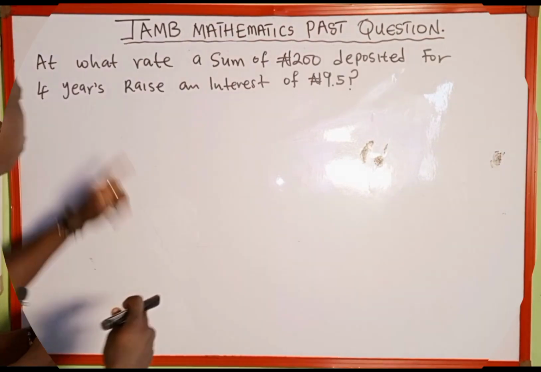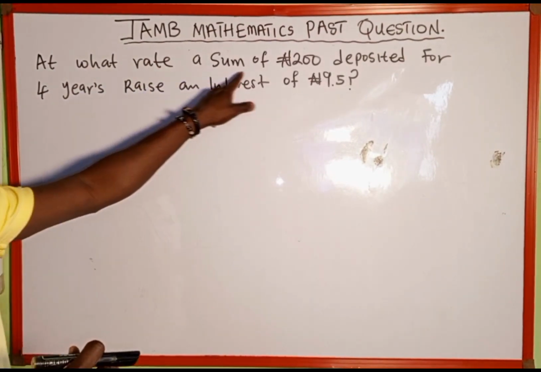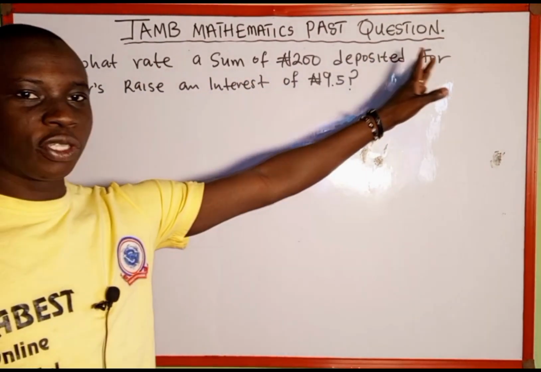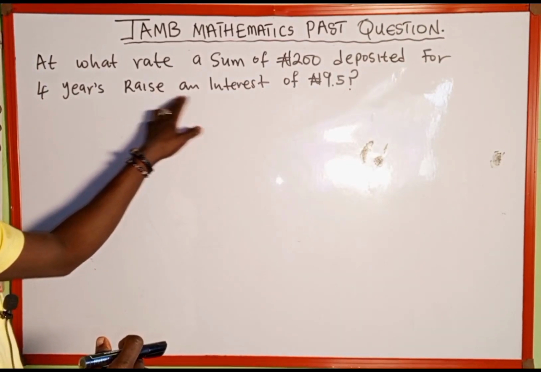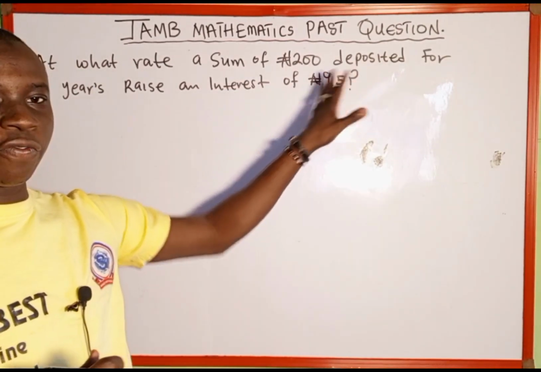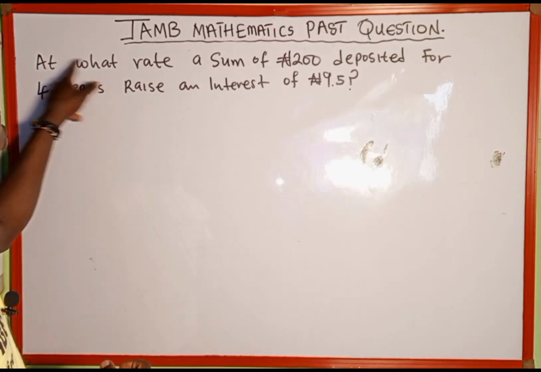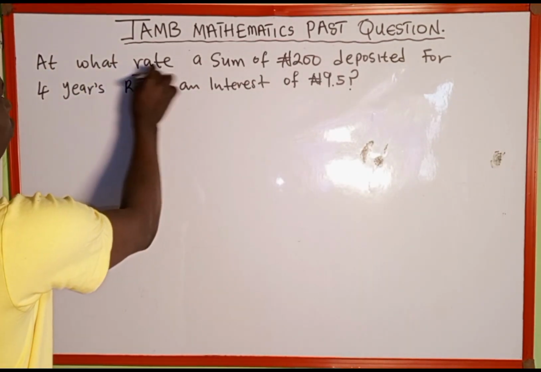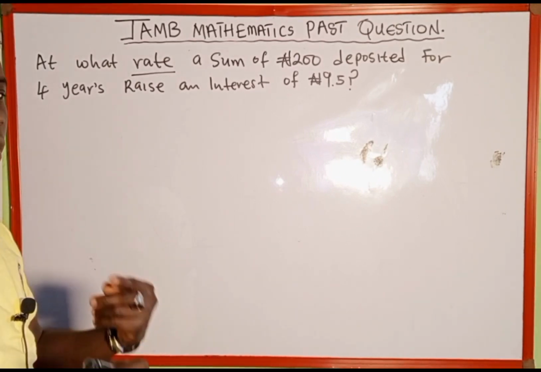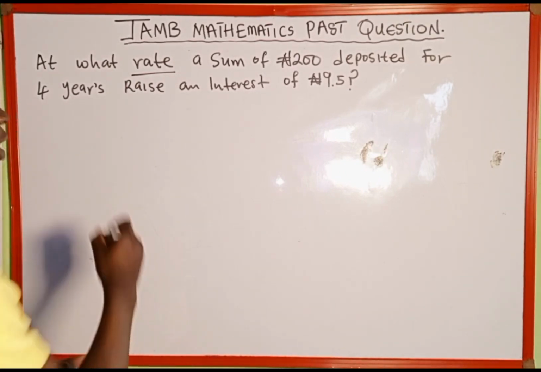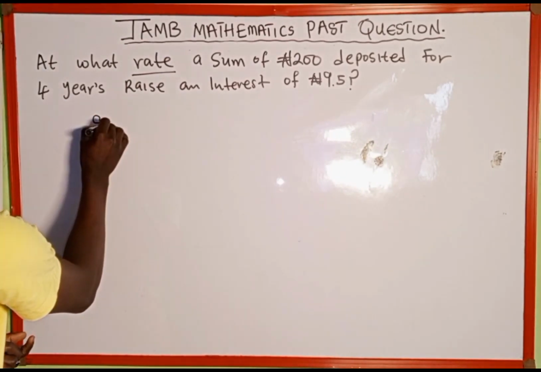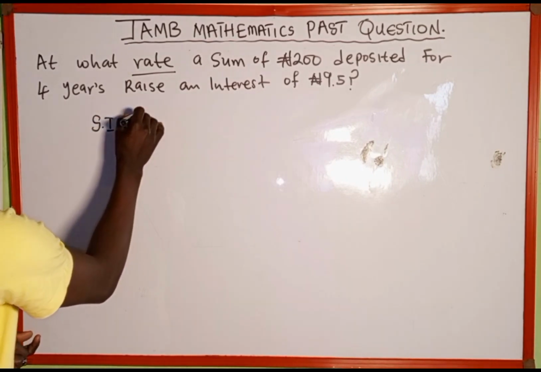And here's the question on the board read: at what rate will a sum of 200 naira deposited for 4 years raise an interest of 9.5 naira? So this is simple interest. And if you look at this question, they say at what rate? That means we are looking for the rate. So the first thing is to recall the simple interest formula. So this is going to be what? Simple interest is equal to what?